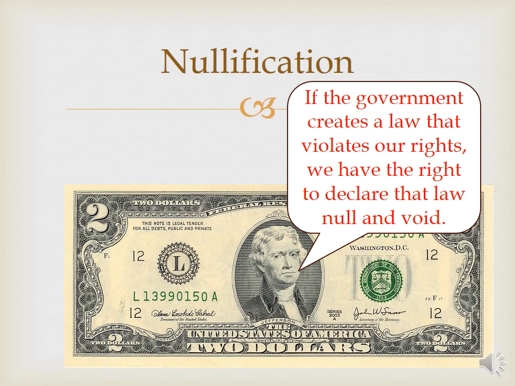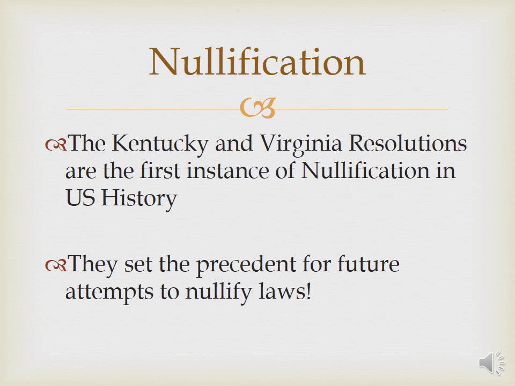Like I said before, if the government creates a law that violates our rights, we have the right to declare that law null and void, meaning to cancel it out. And obviously they have Thomas Jefferson on the $2 bill saying that. So the Kentucky and Virginia Resolutions are the first instance of nullification in United States history, and they will set a precedent for future attempts to nullify or cancel laws.